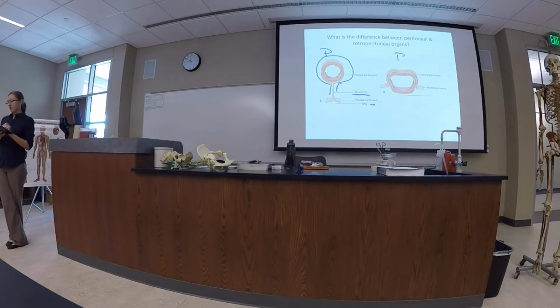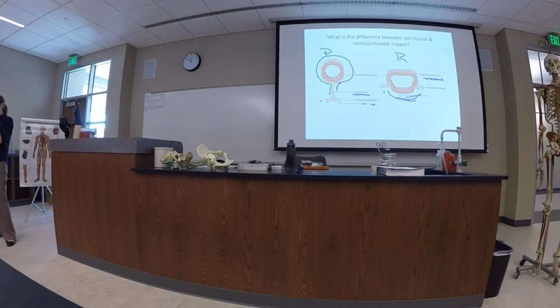Retroperitoneal organs here, again, are covered by the visceral peritoneum on a portion, but on the back portion, or the portion nearest the abdominal wall, they're actually right up against the abdominal wall. They're behind the peritoneum. There are organs that we call partially retroperitoneal, where part of them are retroperitoneal and part are peritoneal. So just be aware that those are out there too, and we'll talk about them as we get to them.